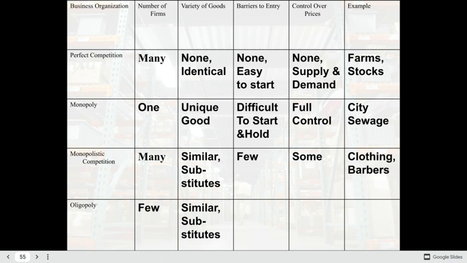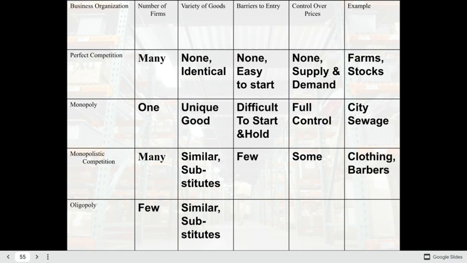And just like the monopolistically competitive marketplace, they do have some control over prices. They sell a similar product, but they have a little bit different version. So they might be able to convince some people to pay a little bit more money.